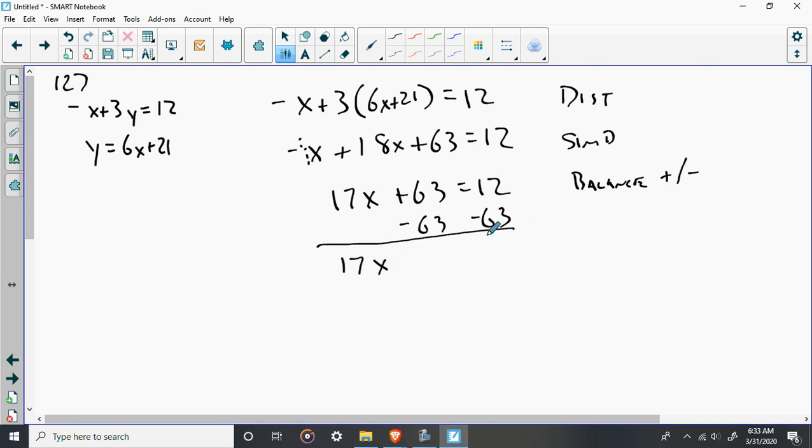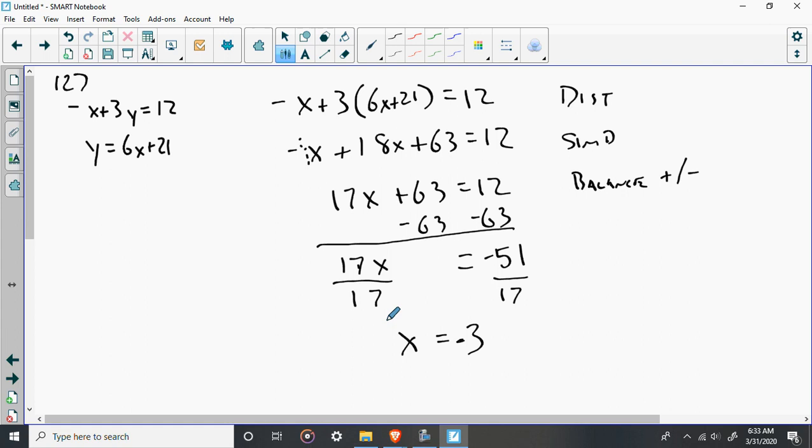17x. 12 minus 63 is going to be negative 51. Is that right? Yes. Okay, we're going to divide both sides by 17. I hope you guys know your 17s times tables. If not, feel free to take out a calculator. You're going to find out that negative 51 divided by 17 should be 3. I'm sorry, negative 3. What's your signs? Negative divided by positive is negative. So again, feel free to use a calculator. Nobody's going to hold it against you. Do a little long division if you'd like to.